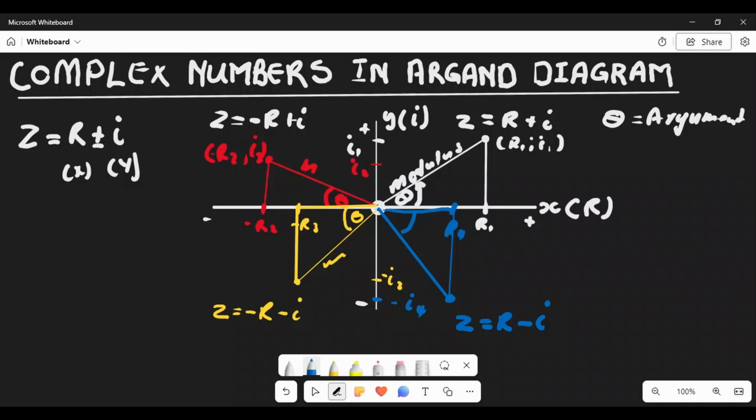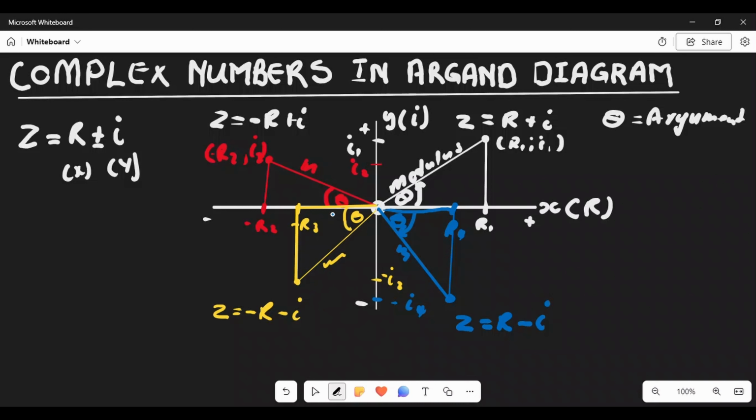So like I said, this is going to be our argument, and that is going to be our modulus. Again, our modulus is just the radius, and our argument is just the angle. So guys, you must be able to see, for a complex number in rectangular form, exactly which quadrant the Argand diagram belongs to. So I hope this helps you understand, guys, how to locate or how to represent the complex number in an Argand diagram. So this was just an intro.